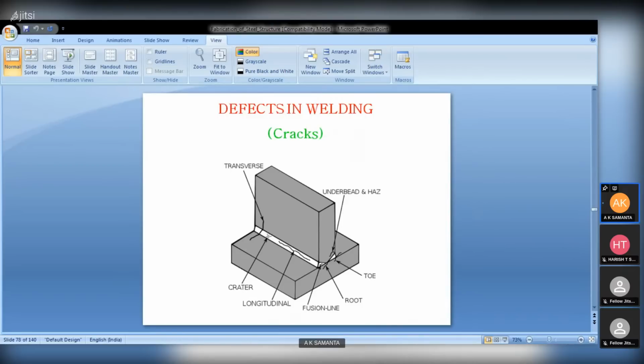And solidification crack is also a similar thing. If some foreign materials similar to oxide are there during the welding, then during the solidification stage, that impure material will not chemically combine with the parent steel.